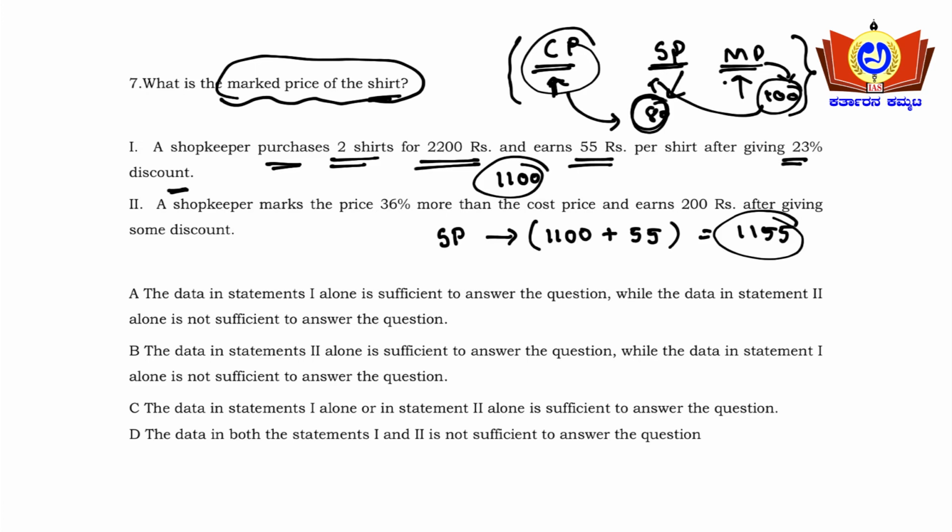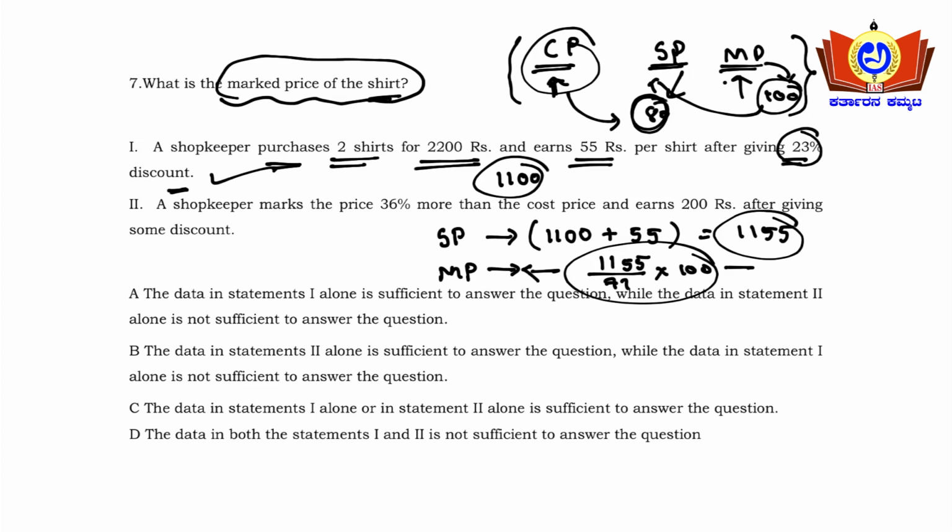So we need to find the marked price. What is the discount he is giving? 23% discount. Therefore 1155 divided by 77 into 100. When you solve this you will get the marked price. Hence statement 1 alone is sufficient to answer the question.